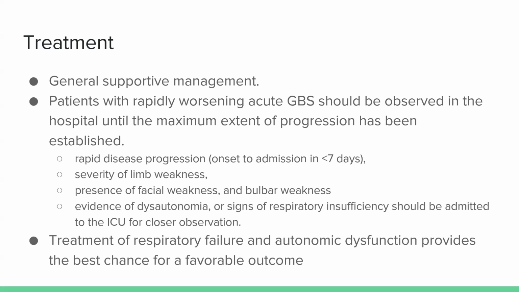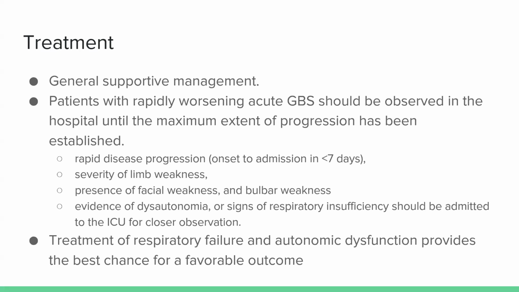Treatment is general supportive management. We have to triage patients who will require ICU care. These are patients who have rapid disease progression; they come to you saying, "Yesterday I had difficulty walking. Today I can't sit up." So this is a very rapidly progressive disease. Also admission within less than 7 days of onset, severe limb weakness, and the presence of facial and bulbar weakness are other alarming signs. Dysautonomia and signs of respiratory insufficiency as well. They should be admitted to the ICU for closer observation.